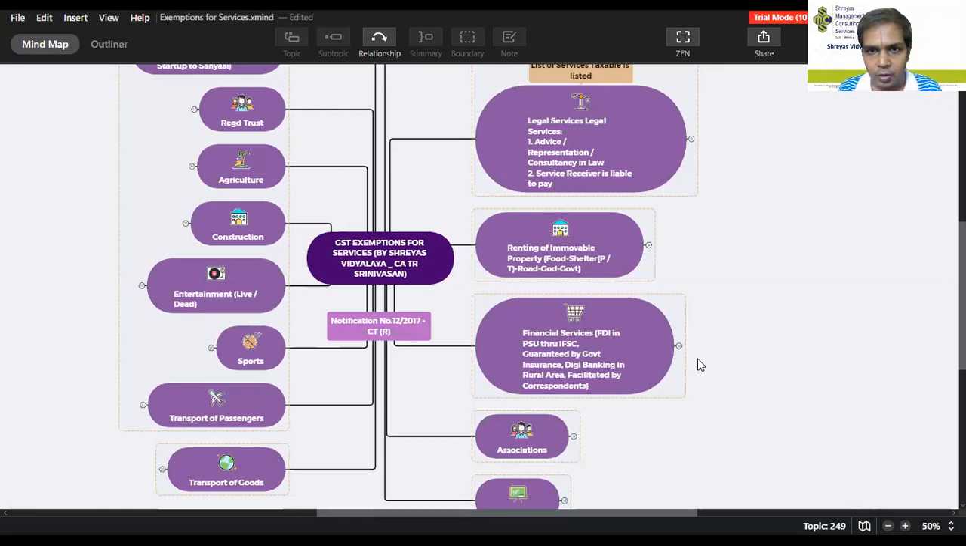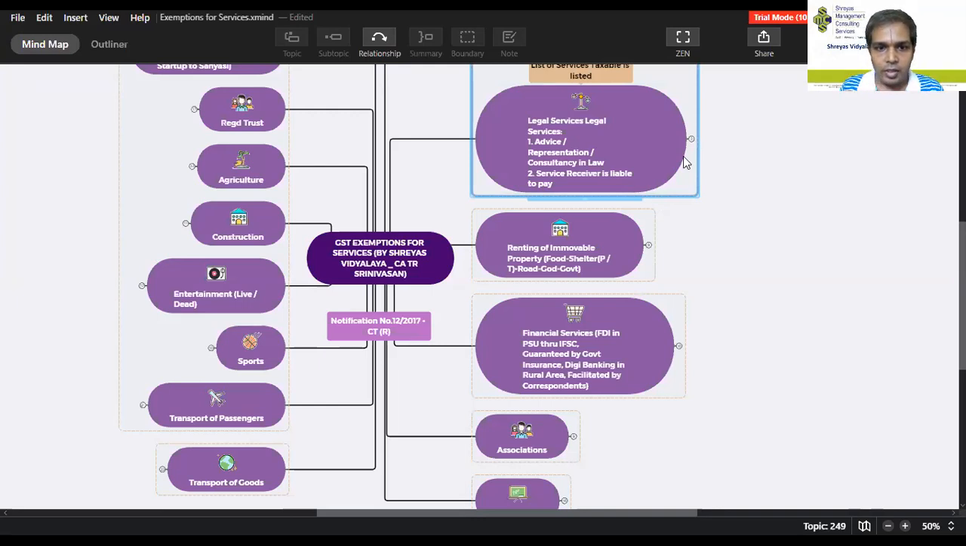Just to give a background, we are discussing GST exemptions, and I am T R Srinivasan, Chartered Accountant. I'll be taking you through these sessions for the next 2 hours or so. And I hope I'm pretty much audible to you. If I'm audible, just put an S in the chat box so that I can comfortably move forward.